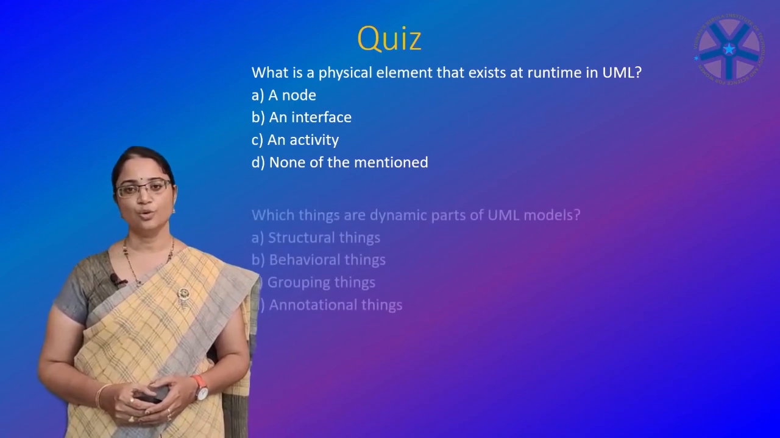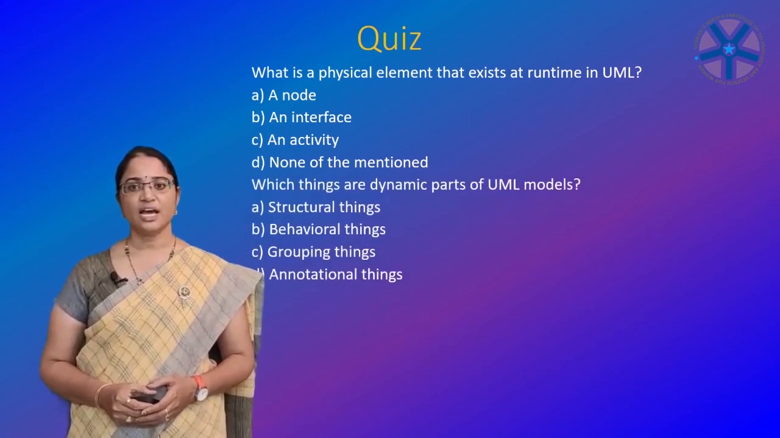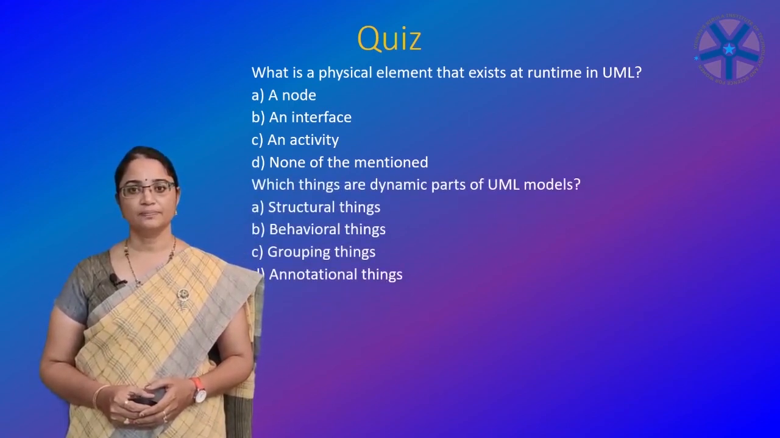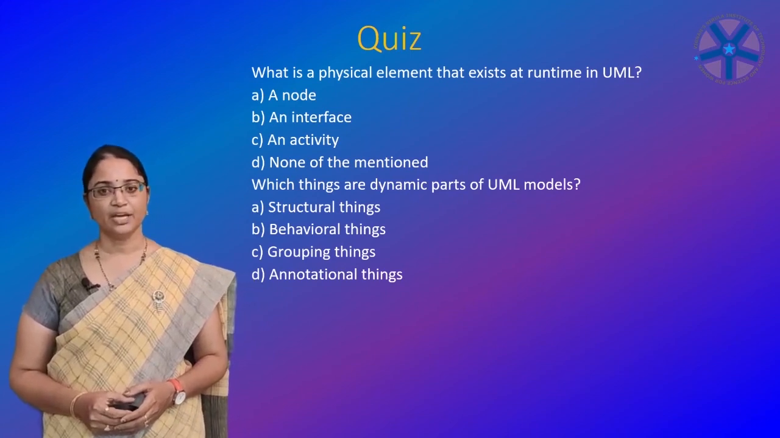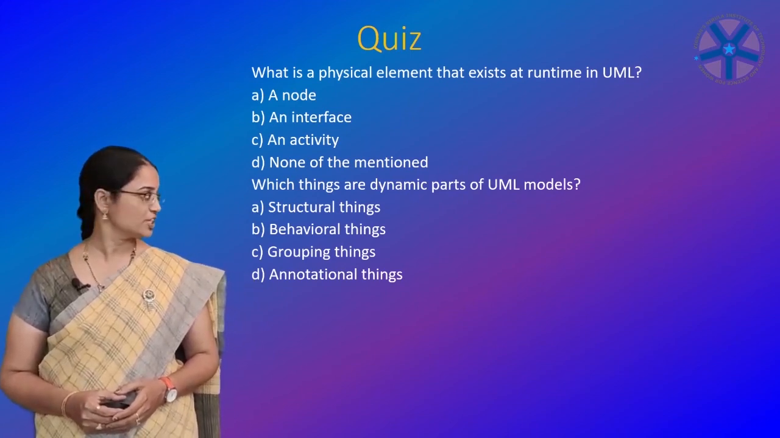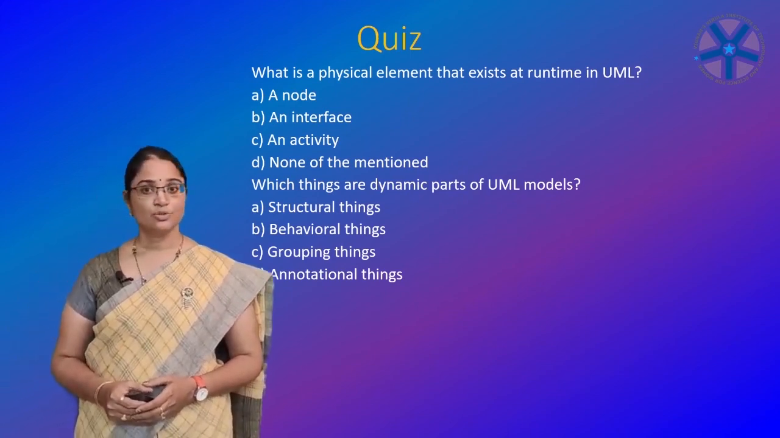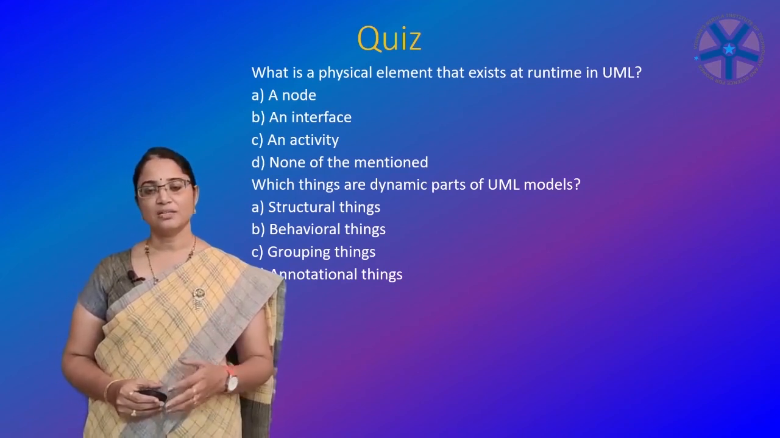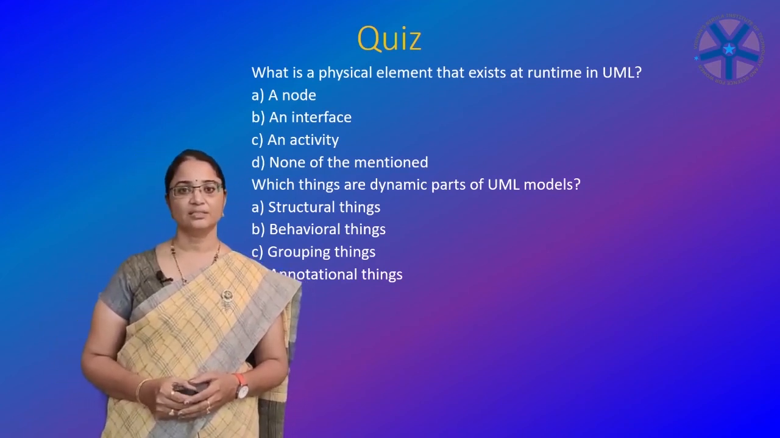The answer is node. Which things are dynamic parts of UML models? Structural things, behavioral things, grouping things, annotational things. So, the dynamic parts represent the behavioral things.